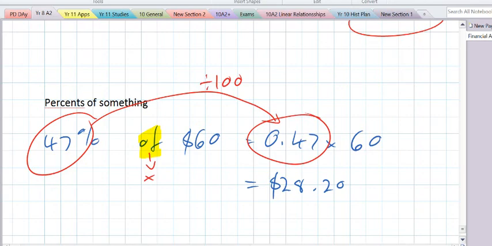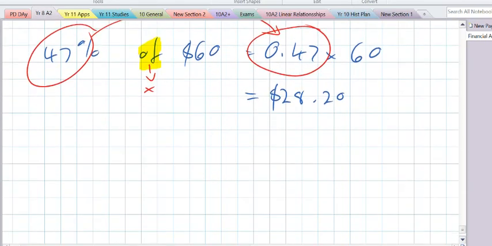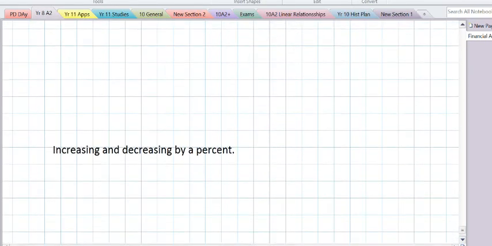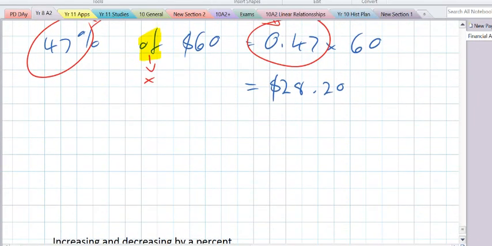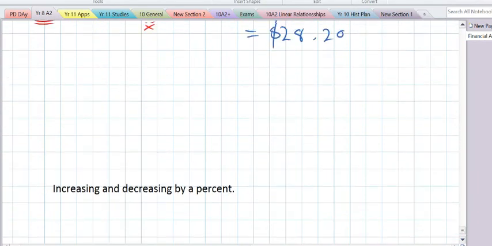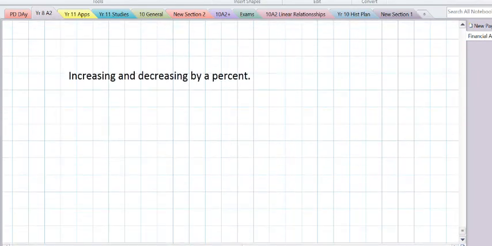You say that a lot. I do. I think my mother said it a lot. Of equals times. Often, yes. Alright. Last thing. What was the answer? 28.2. I think we're on to the last thing. Yes, we are. We have timed that well, ladies and gentlemen.